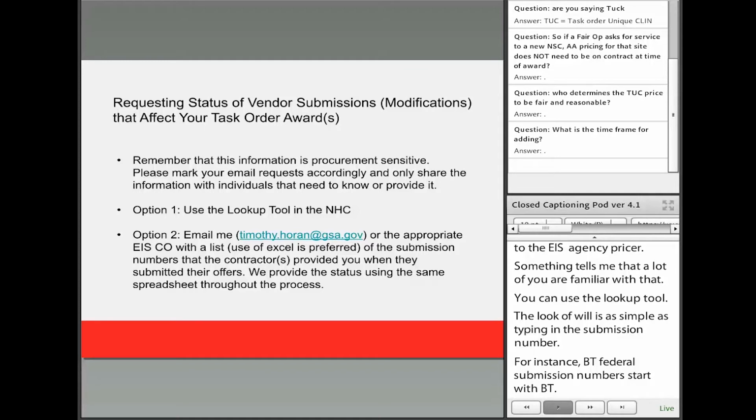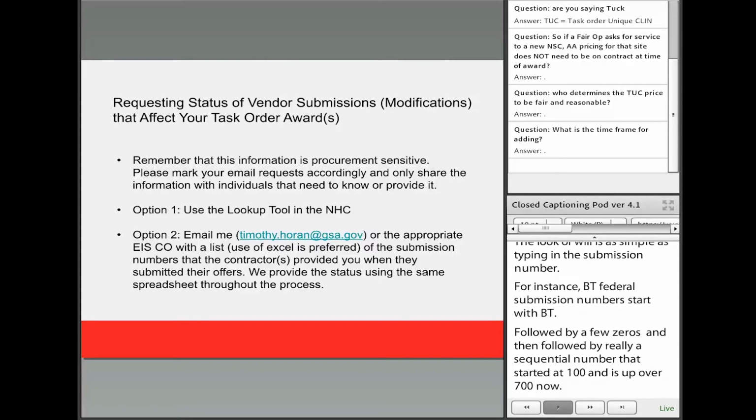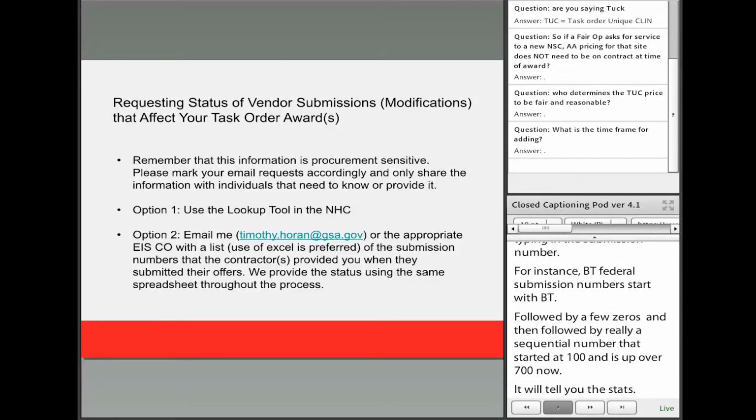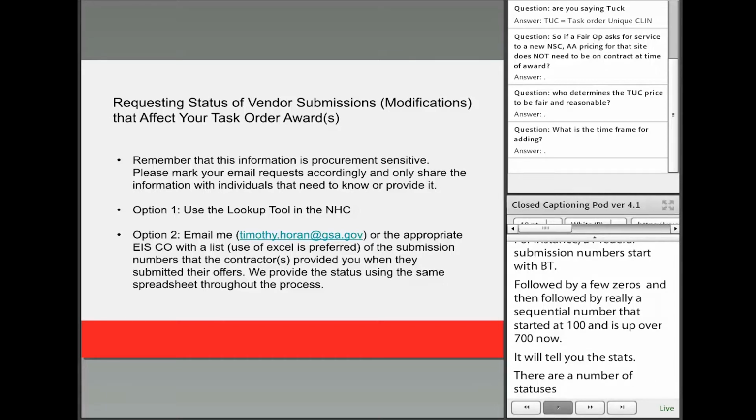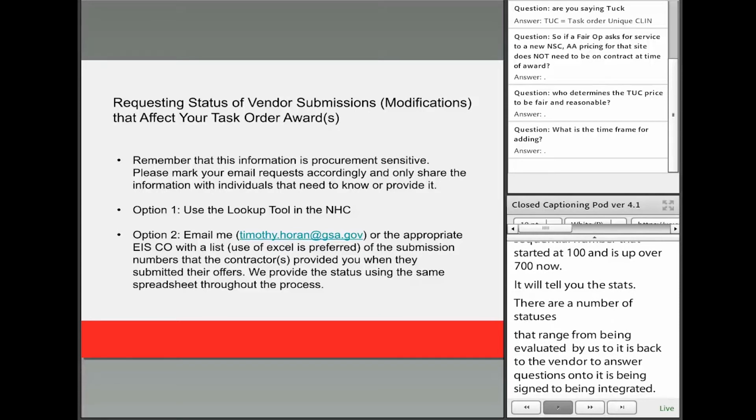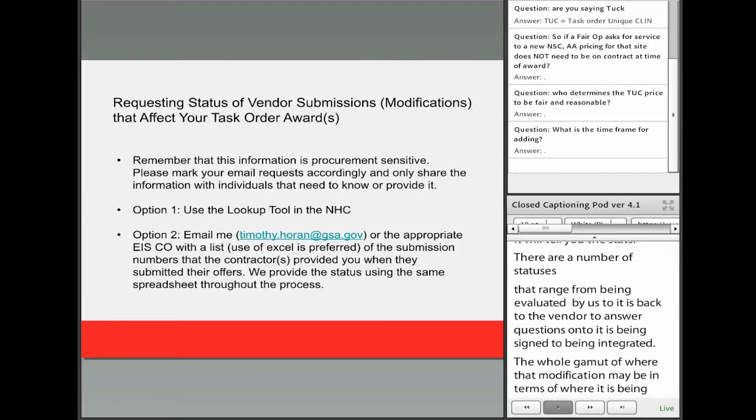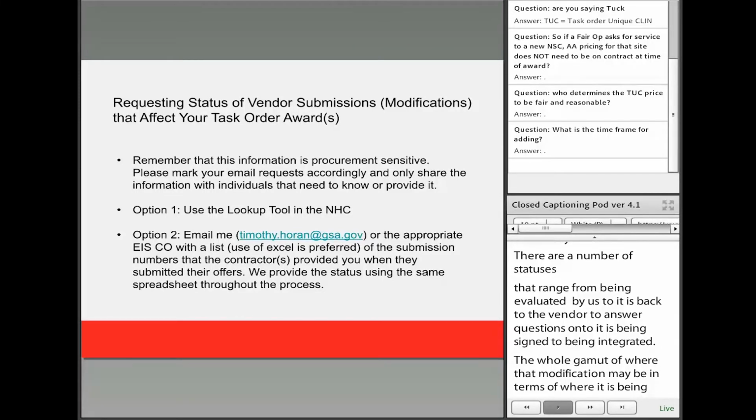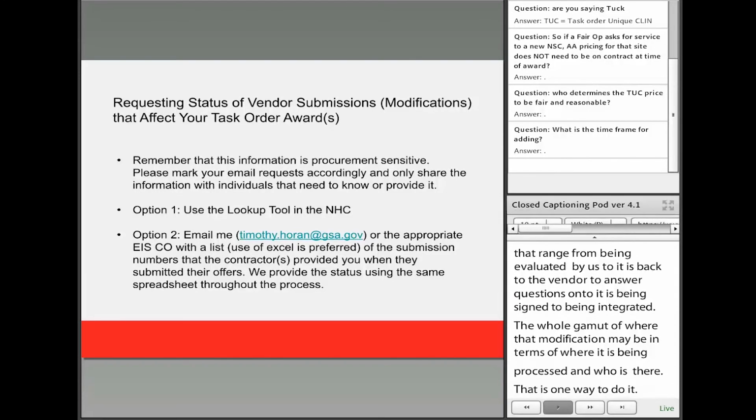There are a number of statuses, ranging from it's being evaluated by us, to it's back to the vendor to answer questions, to it's being signed, to it's integrated. So the whole gamut of where that modification may be in terms of where it's being processed and whose court it's in. That's one way to do it. If you don't know about the EIS agency pricer, please go to gsa.gov/EIS, and that'll give you all the information you need.